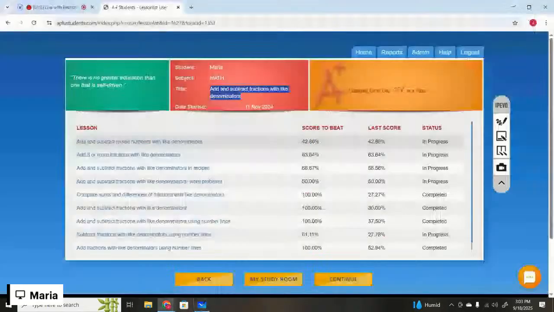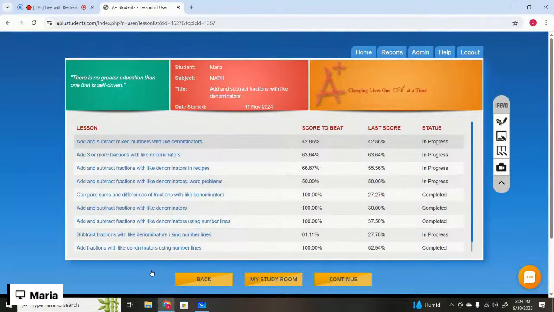So please make sure you have your notebook and pencil so that you can note down the important examples and definitions as well. Let's just start with the lesson add and subtract with like denominators. So working with like denominators is very easy.